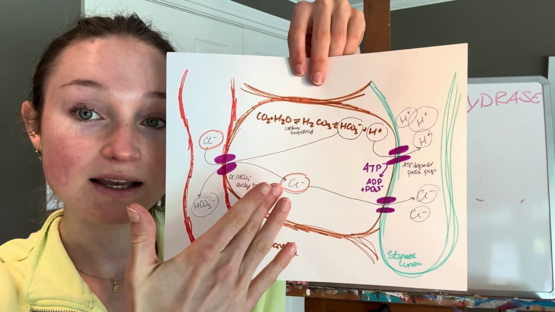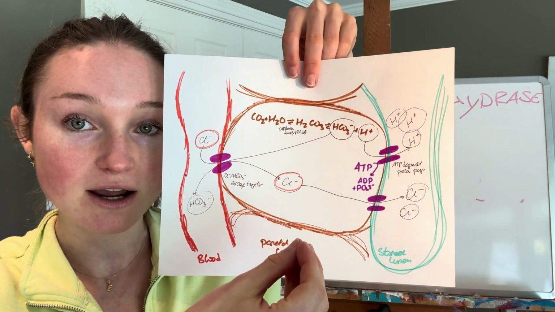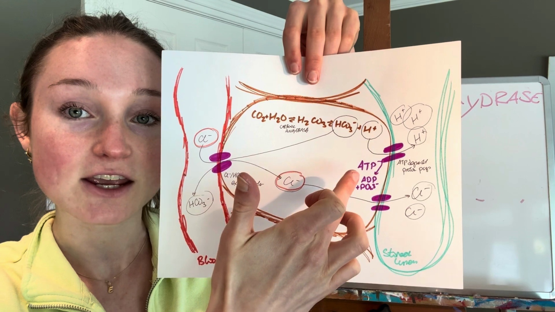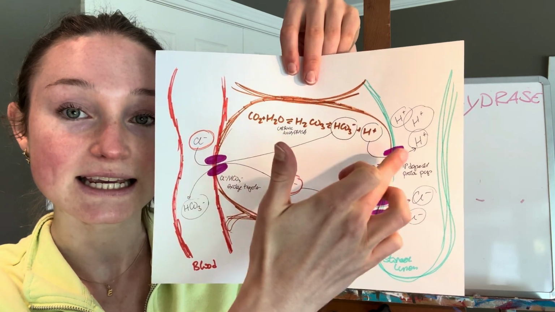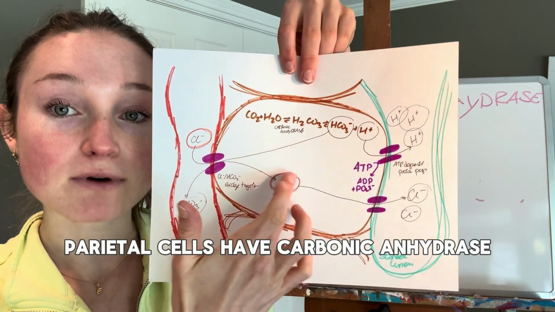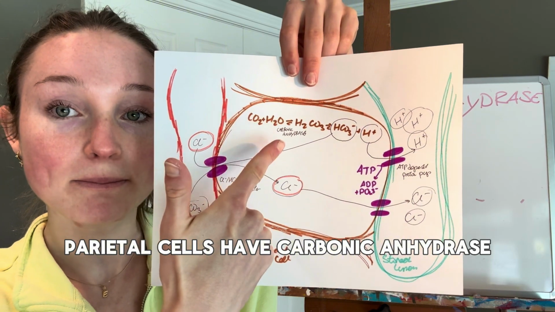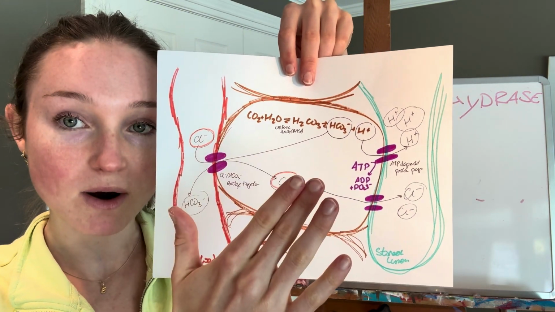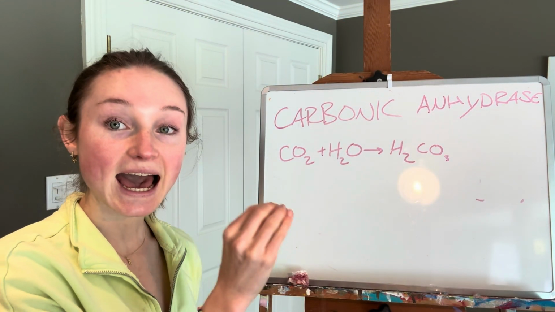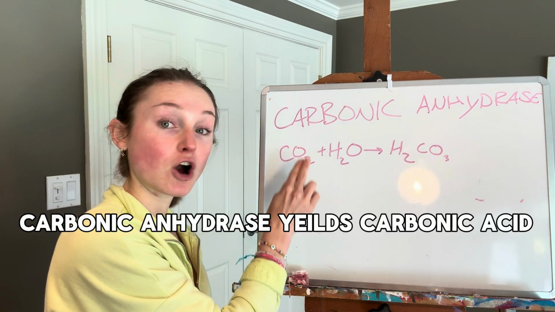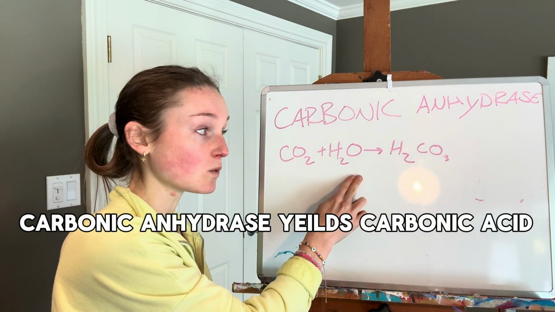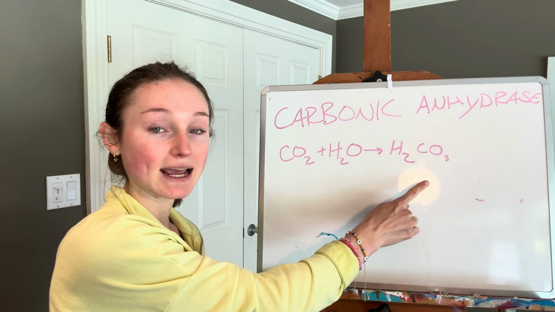So your stomach cells have very active mitochondria, they're making a lot of ATP, and they are pumping all these protons into your stomach to acidify the stomach. Parietal cells have the enzyme Carbonic Anhydrase. What Carbonic Anhydrase does is it catalyzes the reaction of carbon dioxide plus water into carbonic acid.